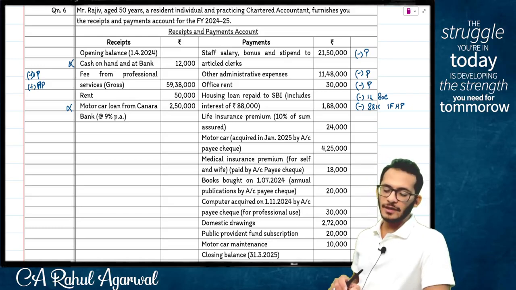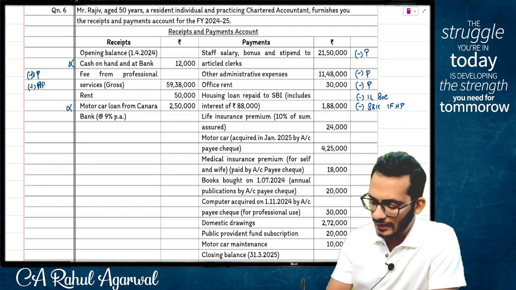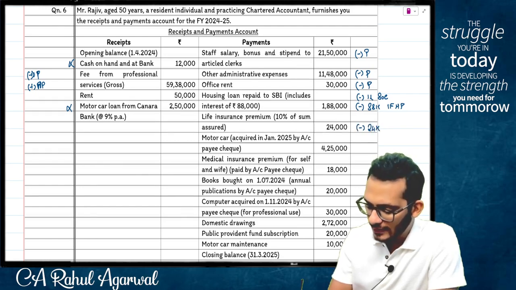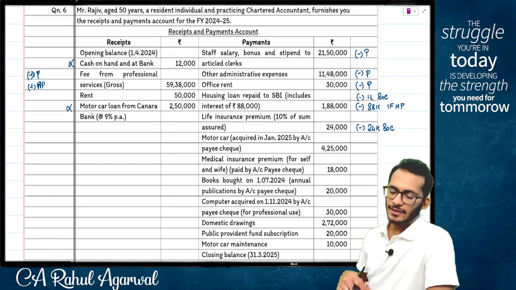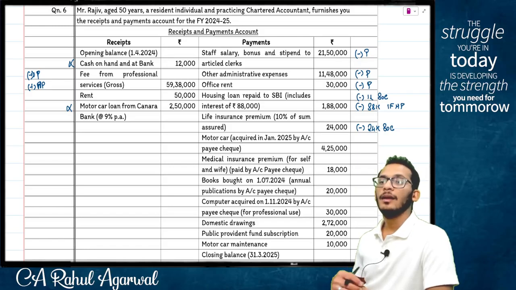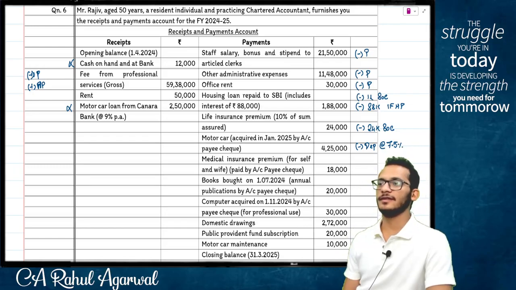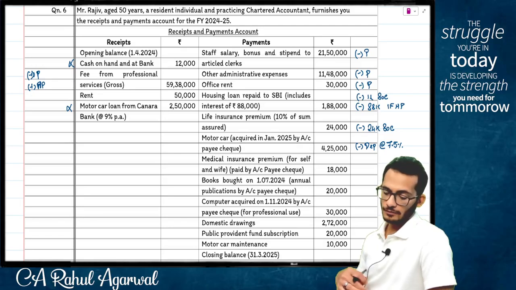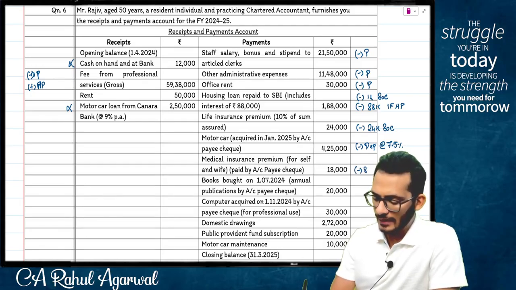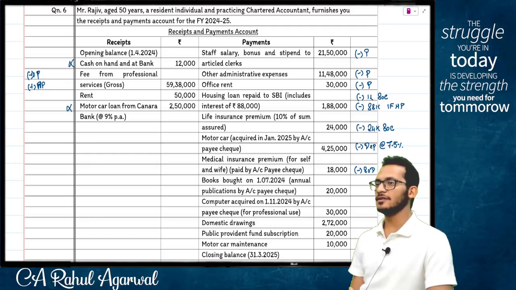Life insurance premium payment made of 24,000 rupees, which is 10% of sum assured. Very good. ATC. So 24,000 again goes into ATC. Correct. Next, motor car acquired in Jan 25 by account payee cheque. I will claim depreciation at the rate of 7.5%. Next, medical insurance premium made for self and wife, account payee cheque, 18,000. 80D. Books bought on 1st July 24, which is annual publications of 20,000 rupees.